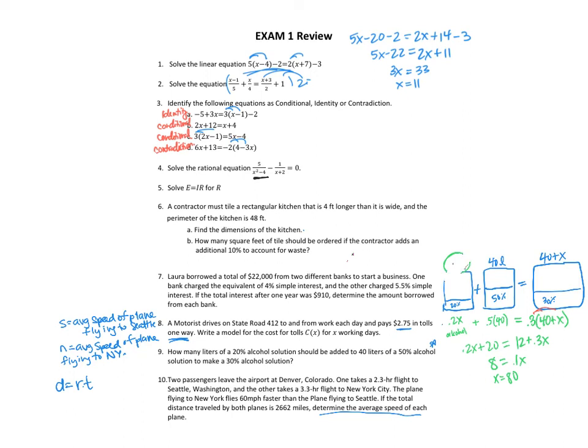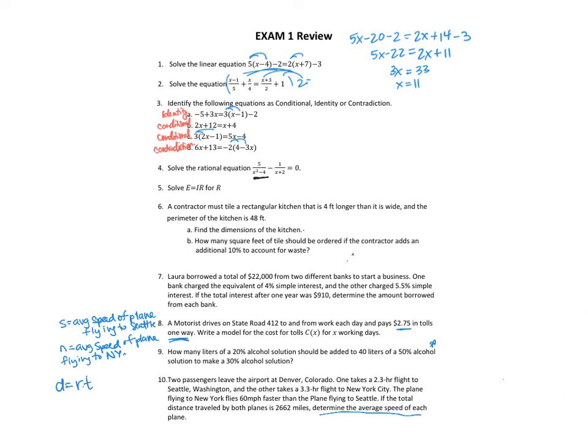And so let's go over here and we'll make an equation. So the total distance is going to be equal to the distance that the Seattle plane traveled plus the distance that the New York plane traveled. And if we add up those two distances, we should get 2,662. Agreed? Okay.